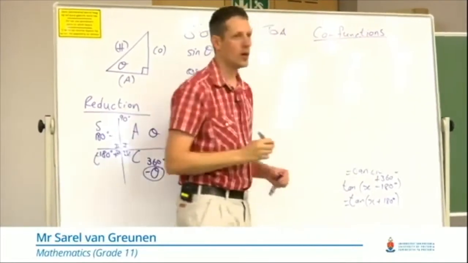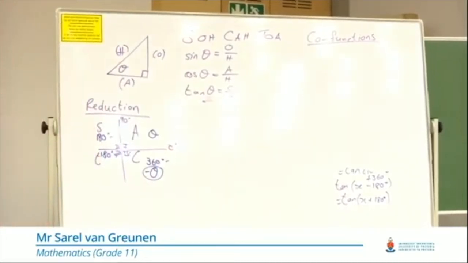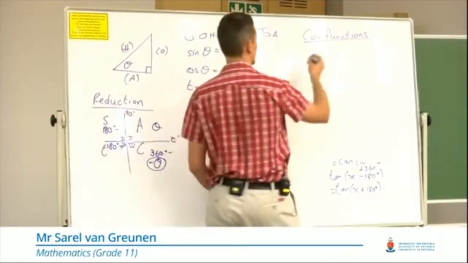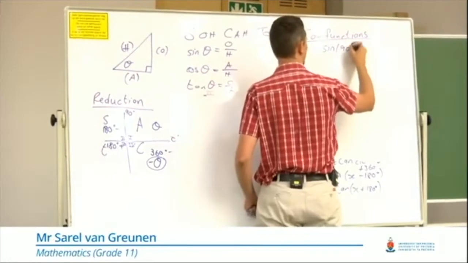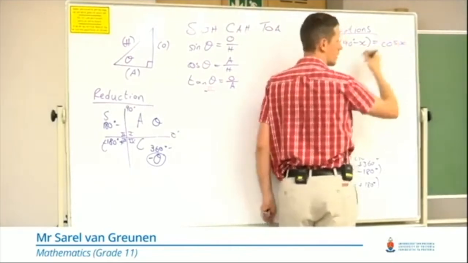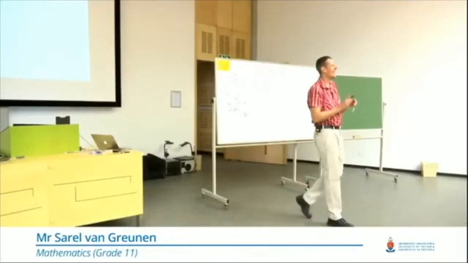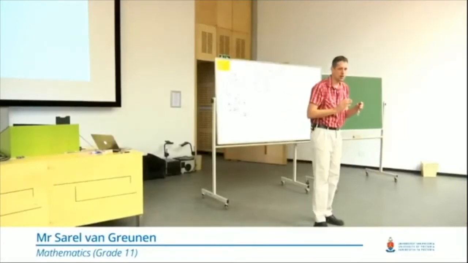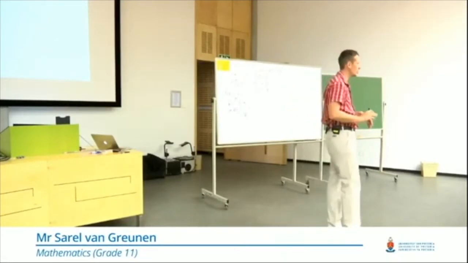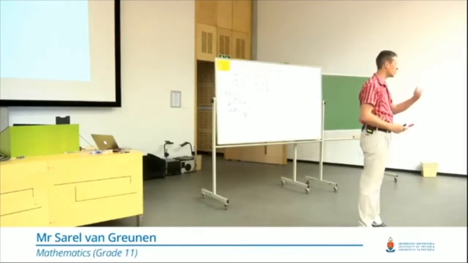Cofunctions. What are the two cofunctions that you are aware of? Sine of 90 minus x. So if I've got sine of 90 minus x, the answer is, how do you guys know this? Can I tell you how you know it? Because you learn it. Your teacher told you that's the way it is, right? Yes. I know, I got taught that way as well.